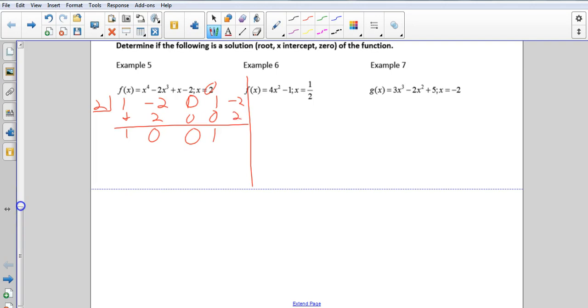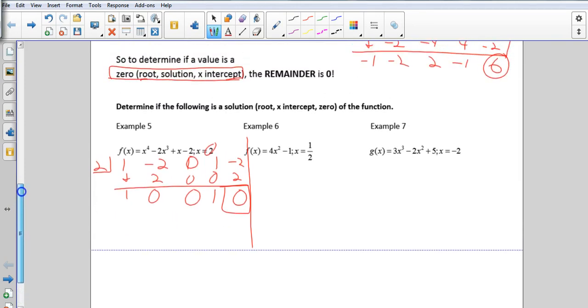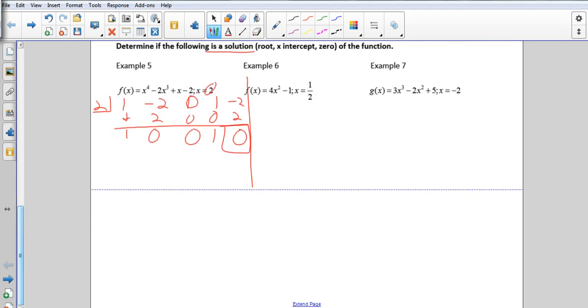Multiply by 2, add those together, and you get 0. This is what we're looking for. We have no remainder. There's nothing left over. It zeroes out. So, in other words, yes, 2 is a solution. 2 is a solution to that quadratic. I'm sorry, that polynomial. Dang, there's my next mistake for the day.